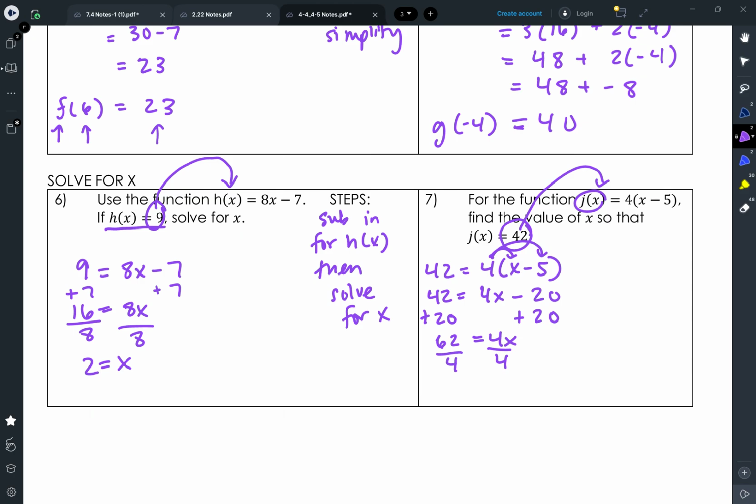Now 4 doesn't divide in evenly, but they are both even numbers. So I could simplify by dividing the top and bottom by 2. So that means I have 31 halves is equal to x. And that's a great answer. We can leave our answers as fractions.